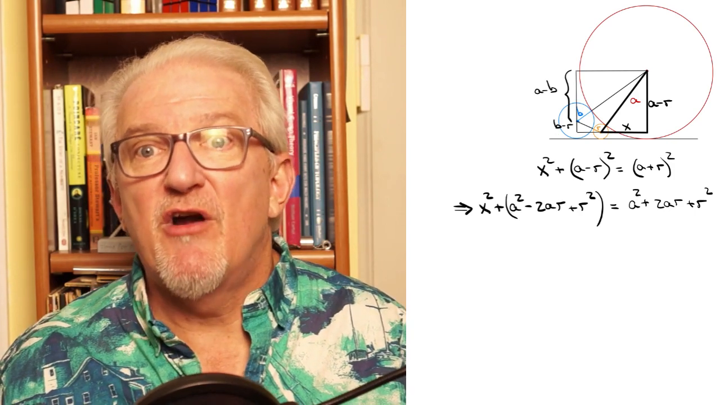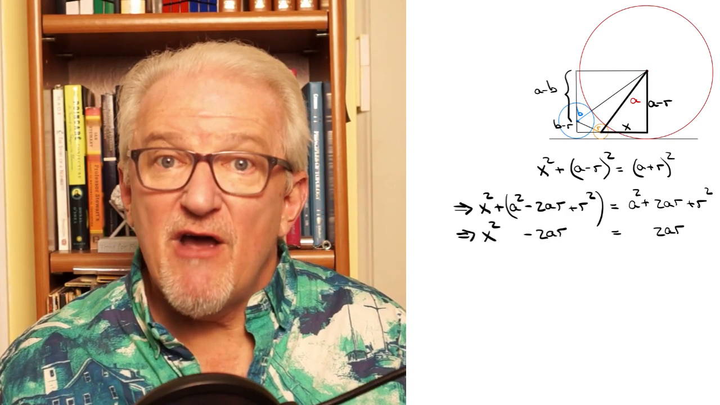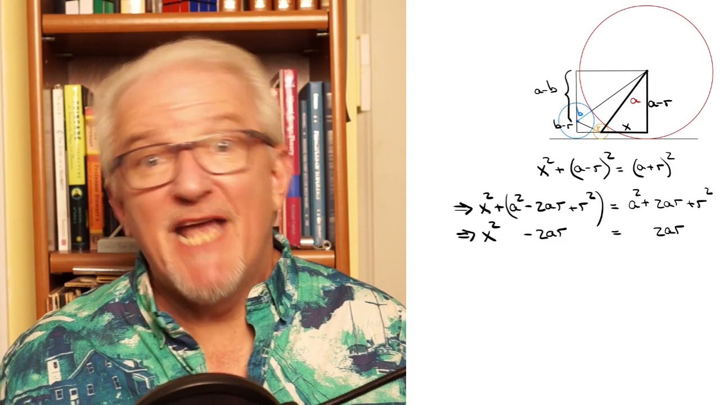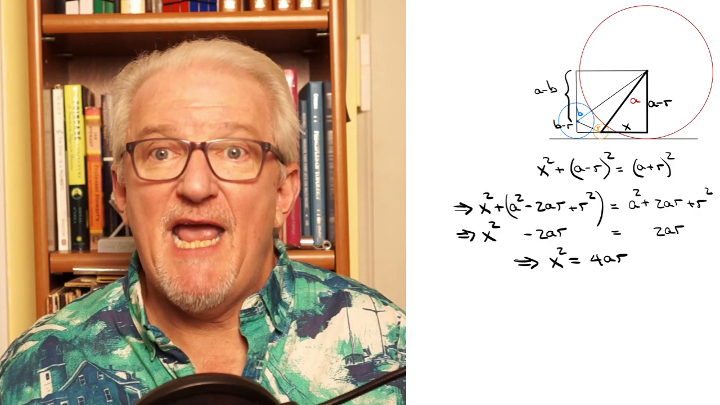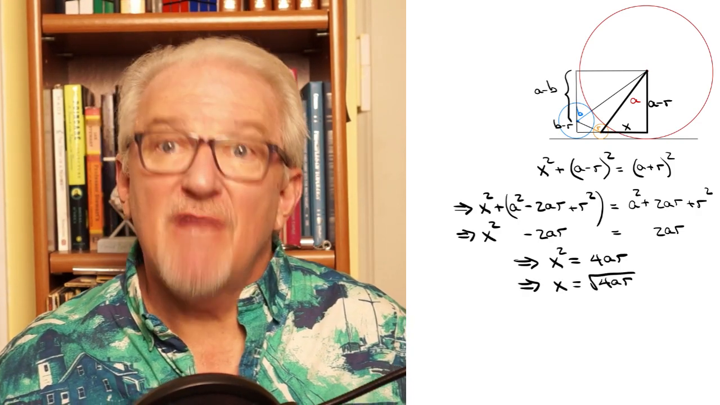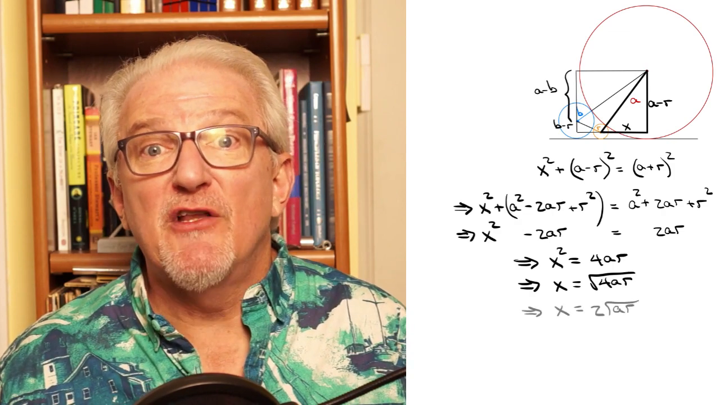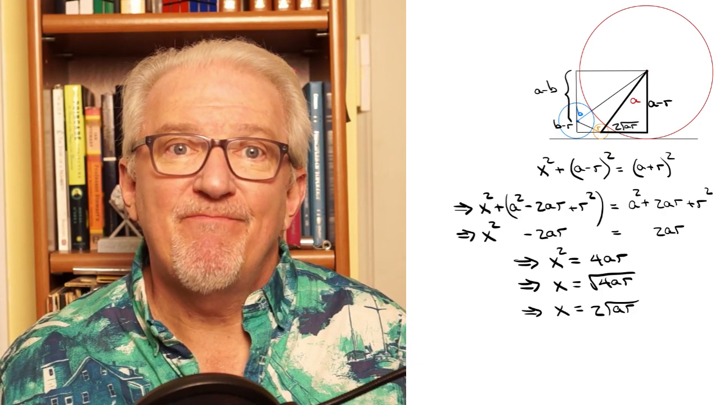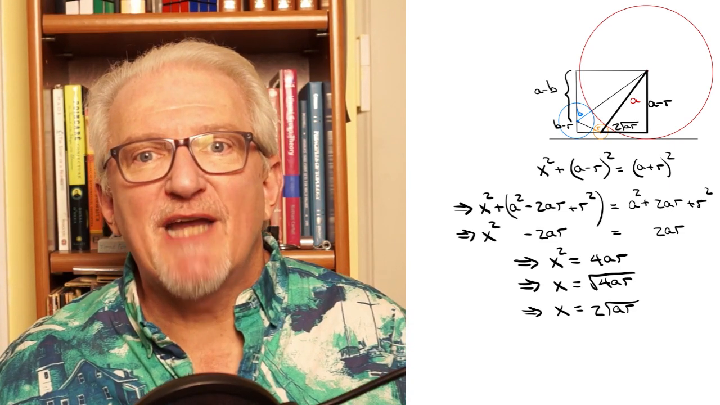Subtracting the a squared and the r squared from both sides of this equation, we find that x squared minus 2ar is equal to 2ar. Then adding 2ar to both sides gives that x squared is equal to 4ar. And so x is equal to the square root of 4ar. Since the square root of 4 is equal to 2, it follows that x is equal to 2 times the square root of ar.